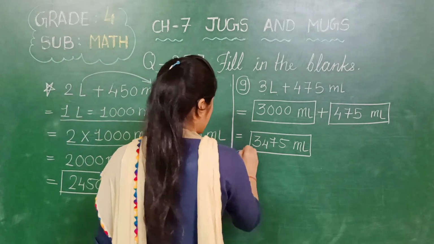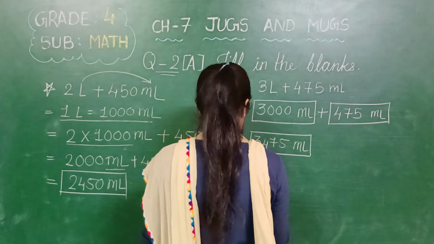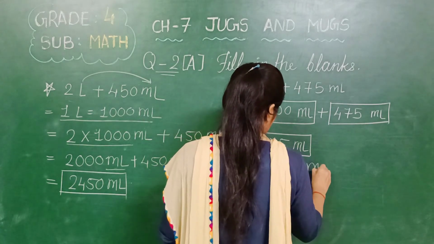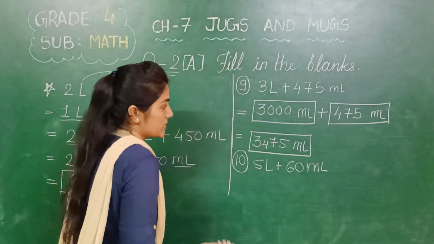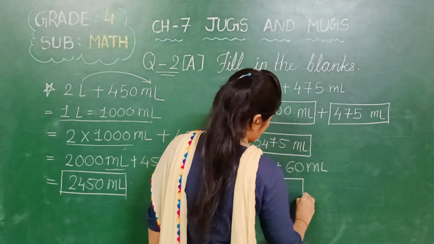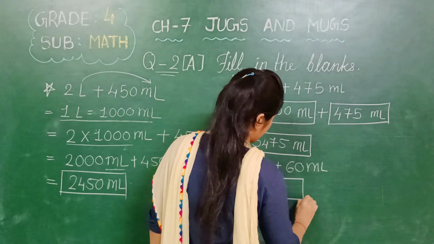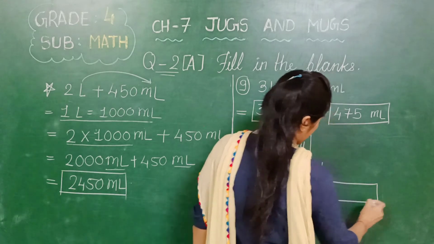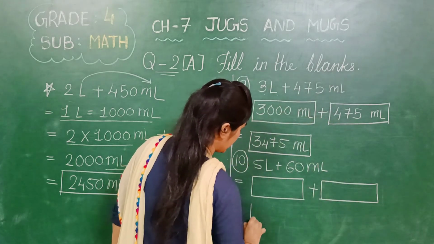Now number 10 is given with the same method, which is 5 liter plus 60 milliliter. The boxes are given the same, 2 boxes in the first step, and in the last box we write the final answer.